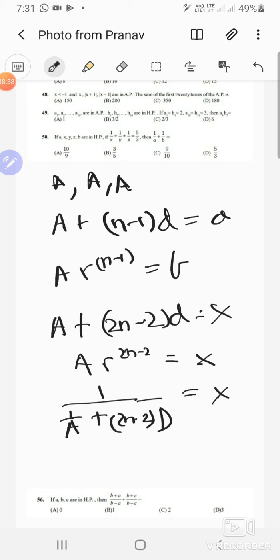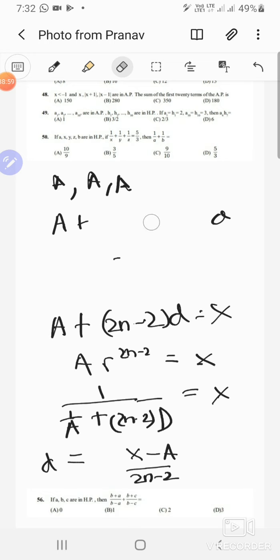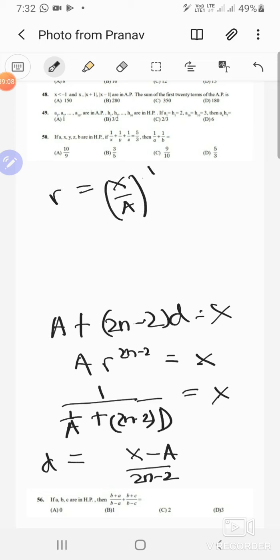The first terms are equal, you got all that stuff. Okay, let's just do this now. So the only different things are the difference and the ratio. Let's just use this. So it's going to be x minus a upon 2n minus 2. Okay, nice. Let's erase this. And then the ratio is x upon a raised to 1 upon 2n minus 2.